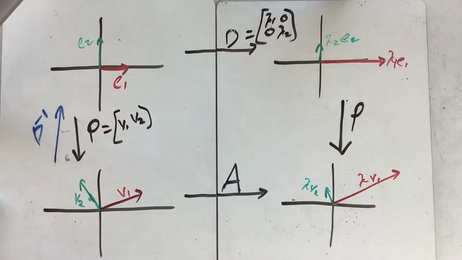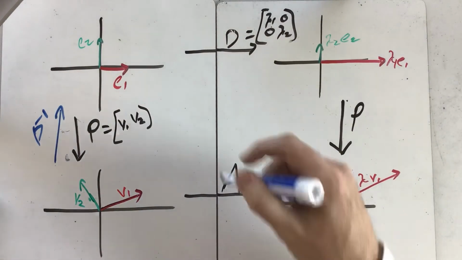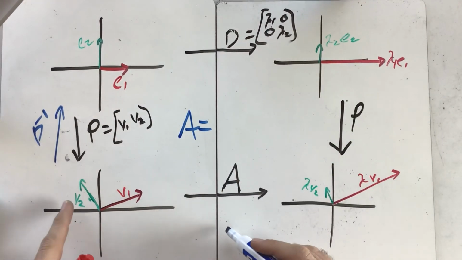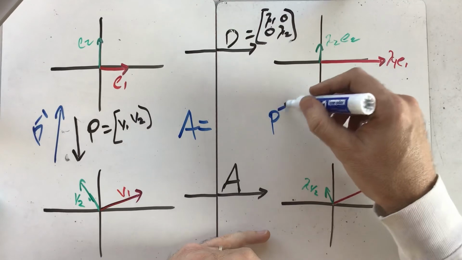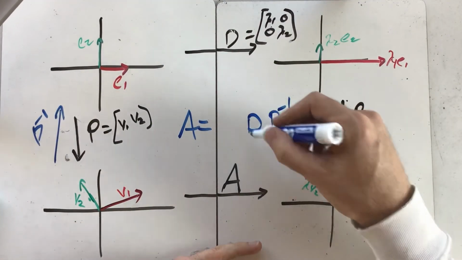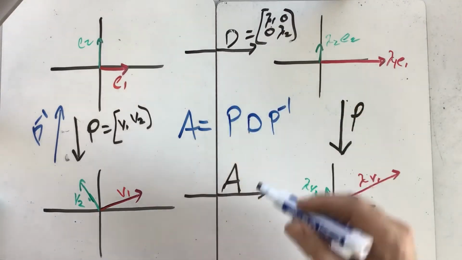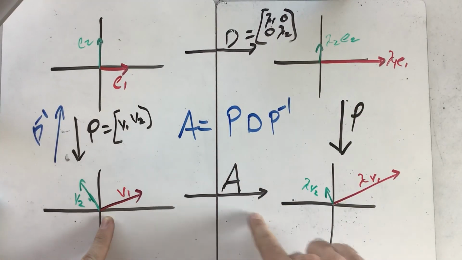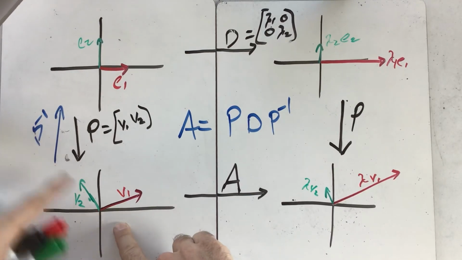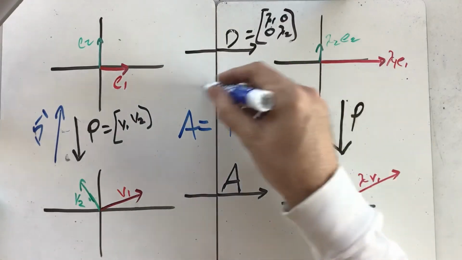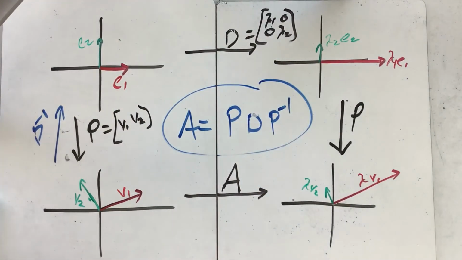And if you think about it, what that means is that getting to A is the same as multiplying by P inverse, but notice we always write the last one first: P inverse times D times P. Because if I had any vector here, I could just say A times that vector, or I could do P inverse times that vector, D times that, and P times that. And so you can see from this picture that A equals P D P inverse makes a lot of sense.